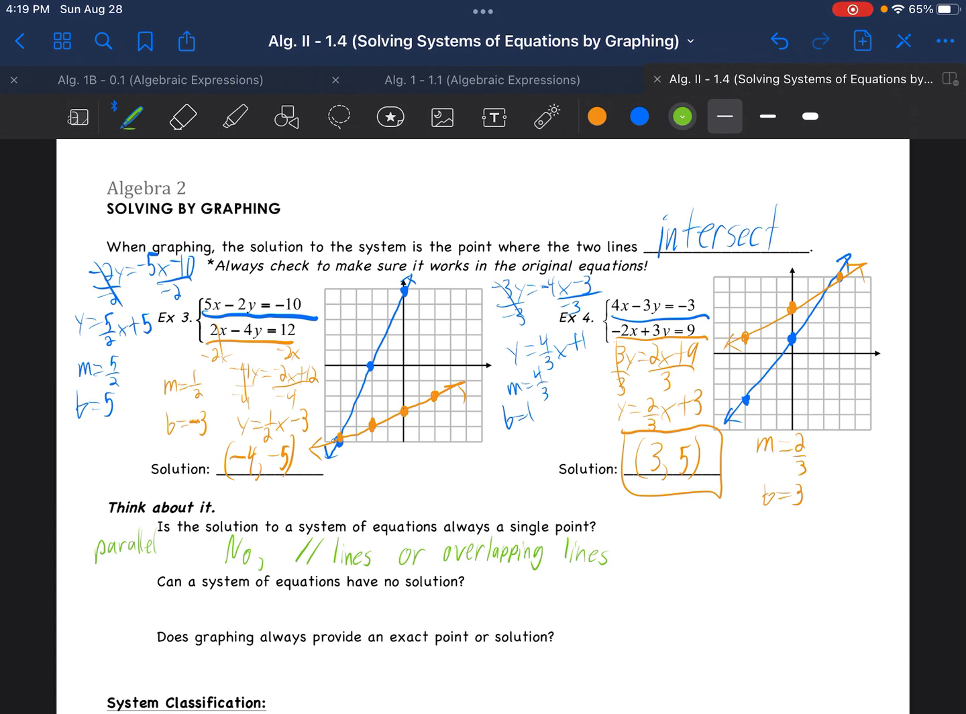So can a system of equations have no solution, aka they never touch, they don't share any point? And the answer is yes. That's when you have the parallel lines. They never touch, they never meet, so they have no common points, aka no solution. Does graphing always provide an exact point or solution? At the end of the day, once again, no, it doesn't. Because the parallel lines have no solution, and overlapping lines we're going to see have something else as well.